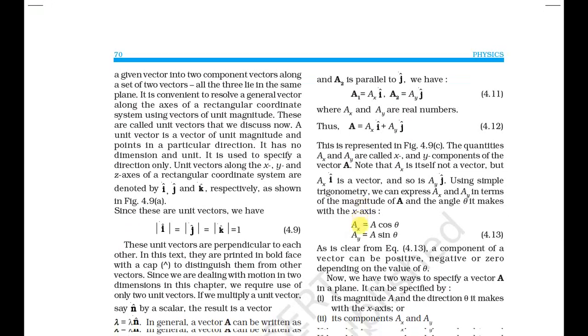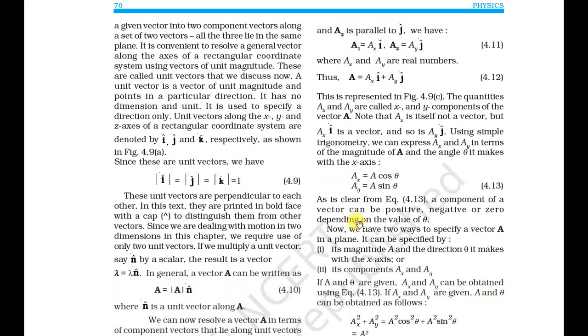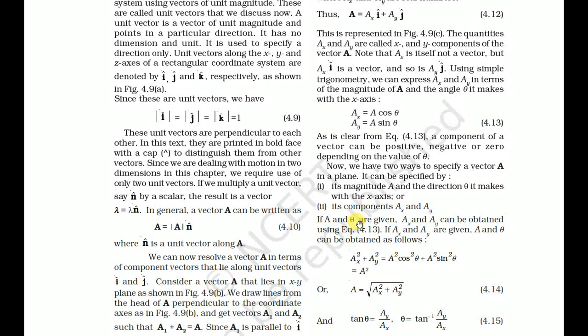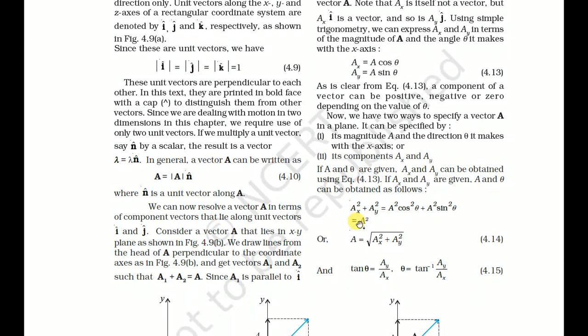So we have already known these things. The magnitudes of i cap, j cap, and k cap are equal to 1. These vectors are perpendicular to each other. In this text they are denoted by boldface with a cap. If you multiply a unit vector, say n cap, by a scalar, the result is a vector. In general, A can be written as A times n cap, where n cap is the unit vector along A.